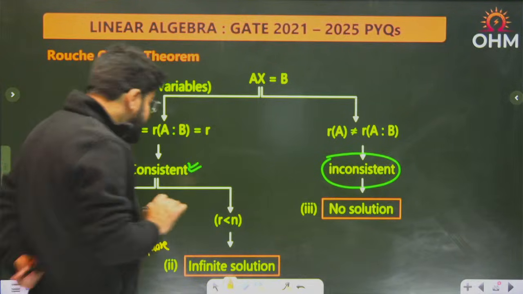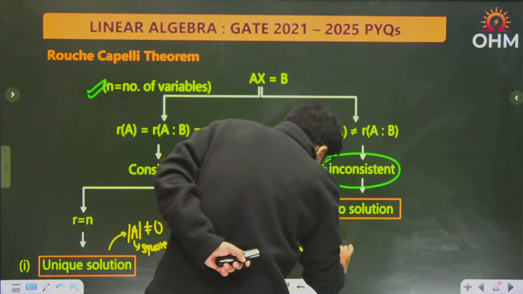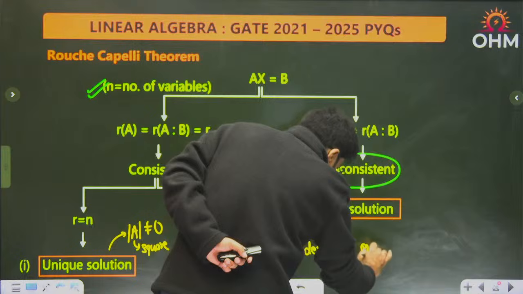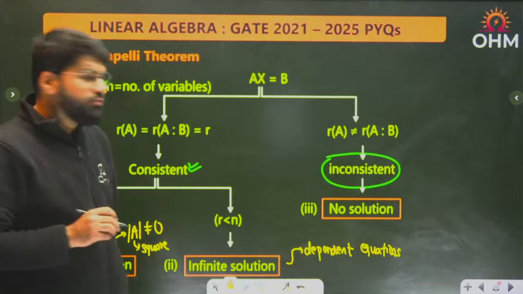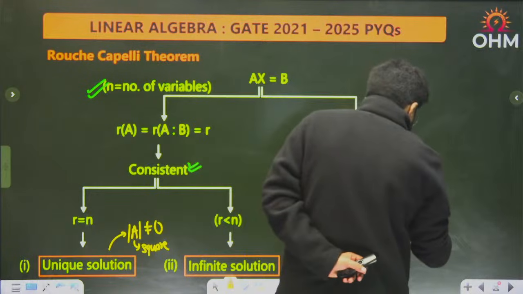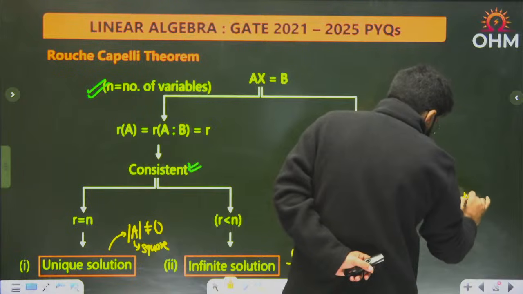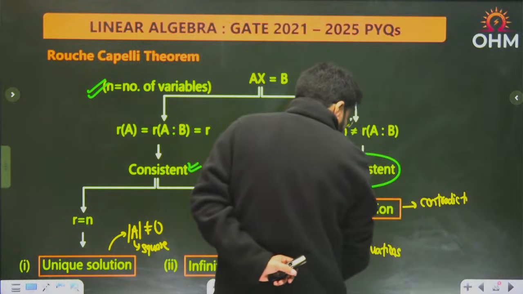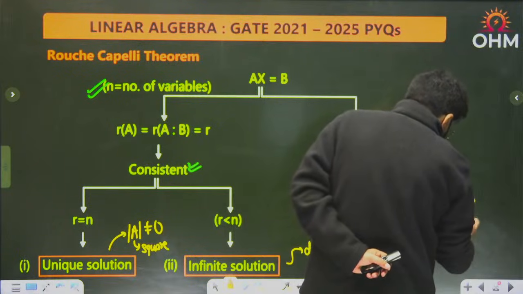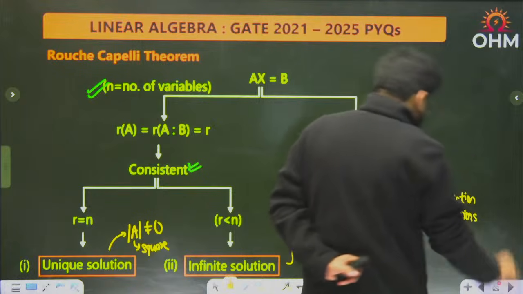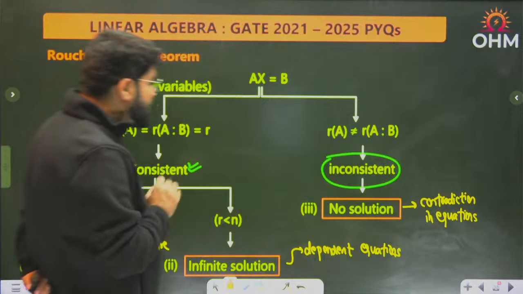Then infinite solution is always related with dependent equations. I don't want to prove it again, but I will explain with a question. Whenever the equations are dependent, the system of equations will have infinite solutions, and whenever the equations are contradictory in nature, meaning they don't agree with each other, if one is correct the second equation is wrong, then that is the case of no solution.